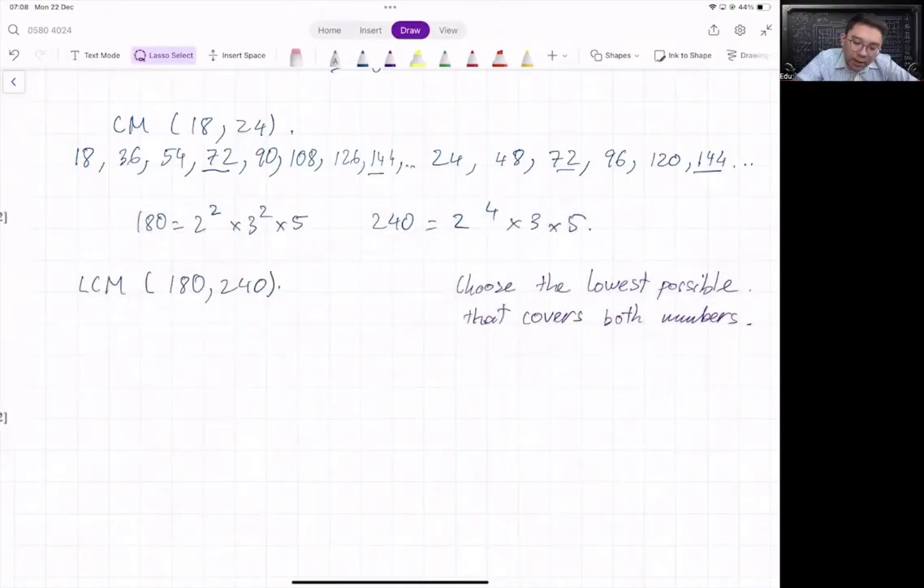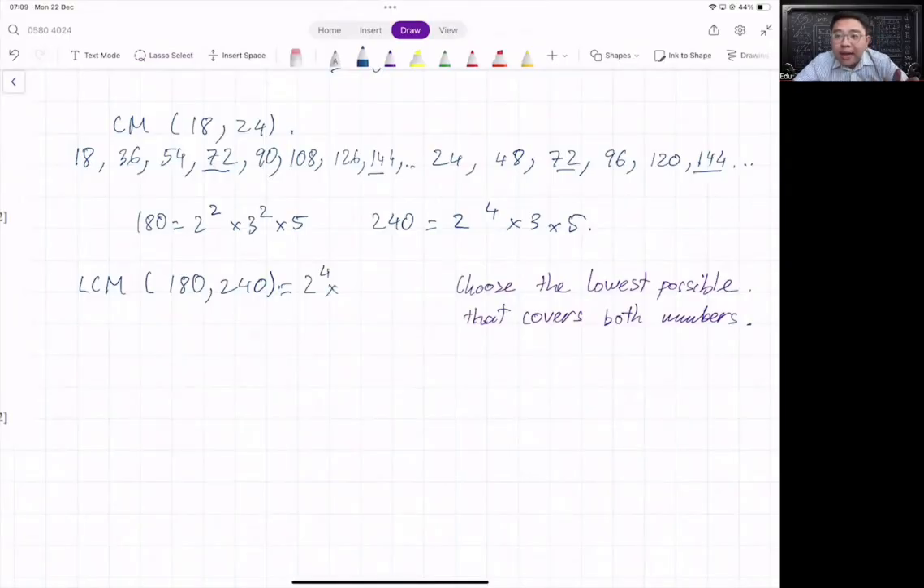What that means is we are going to choose the lowest possible, but it needs to cover both. So lowest possible, is it 2 to the power of 2? Or is it 2 to the power of 4? Okay, 2 to the power of 2 cannot cover 2 to the power of 4. But 2 to the power of 4 can cover 2 to the power of 2. So we are going to choose the one that is going to cover the higher one, because it can cover both.